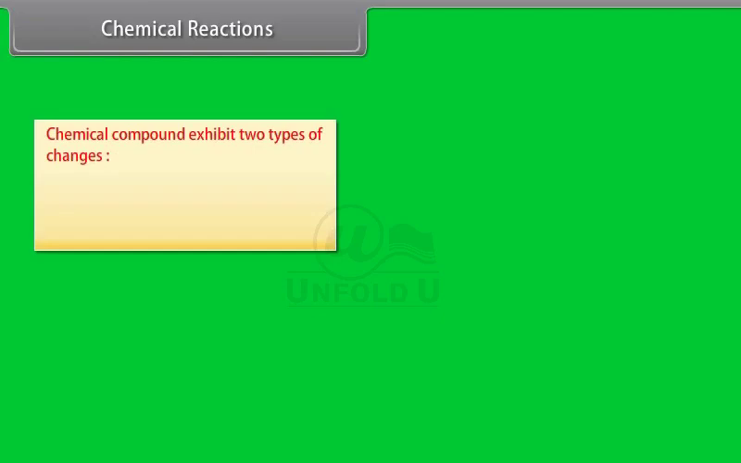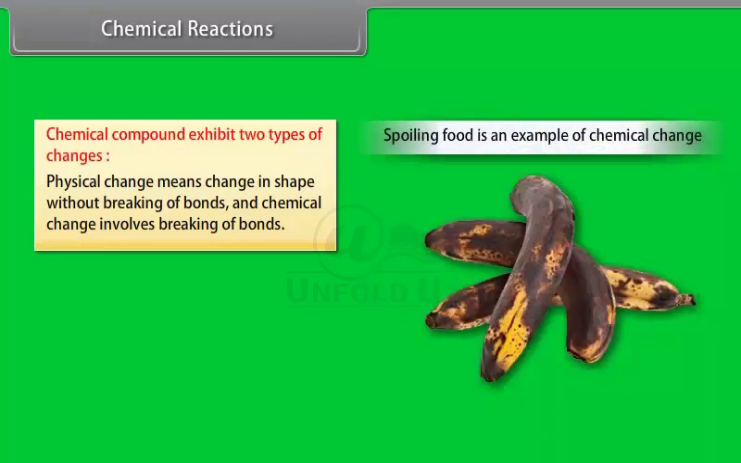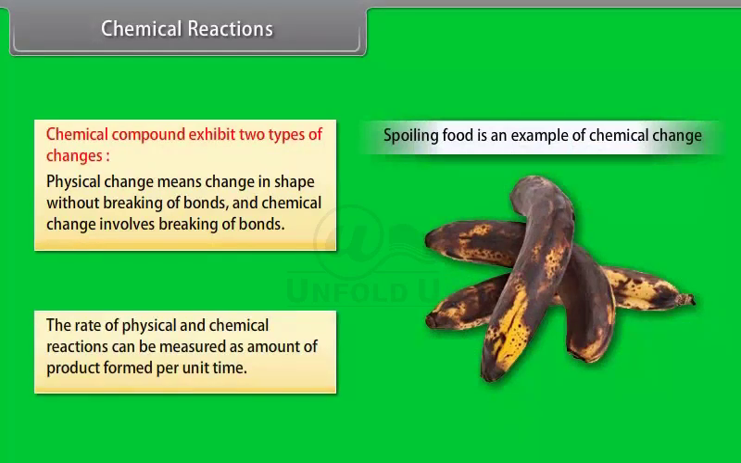Chemical compounds exhibit two types of changes. Physical change means change in shape without breaking of bonds, and chemical change involves breaking of bonds. The rate of physical and chemical reactions can be measured as the amount of product formed per unit time. Rate of reaction = delta P by delta T.